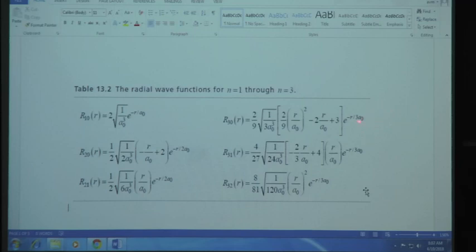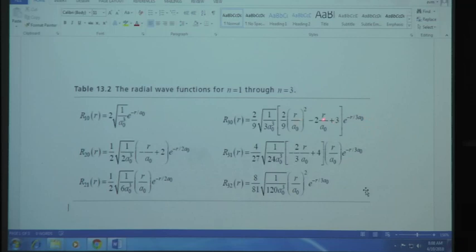First of all, there is the exponential decay. The higher the value of n, the slower the decay, because there is a factor of 3 here, a factor of 2 here, and a factor of 1 here. The second thing you would notice is that there is a normalization constant with each of these radial wave functions, because you want to keep the radial probability densities summed up over all volume equal to 1.